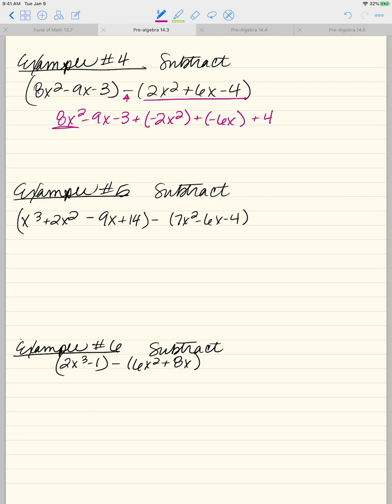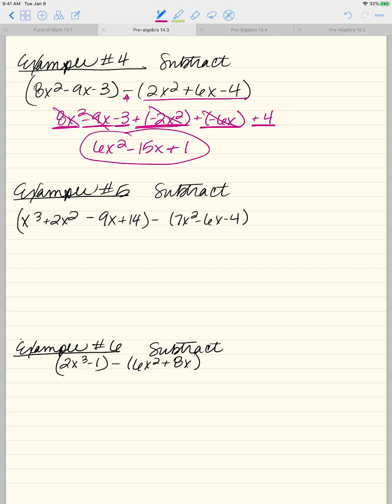Find your like terms. 8x squared minus 2x squared is 6x squared. Those are gone. Negative 9x minus 6x gives me a minus 15x. Those x terms are gone. Negative 3 plus 4 gives me plus 1. 6x squared minus 15x plus 1. And that's all done. Okay.